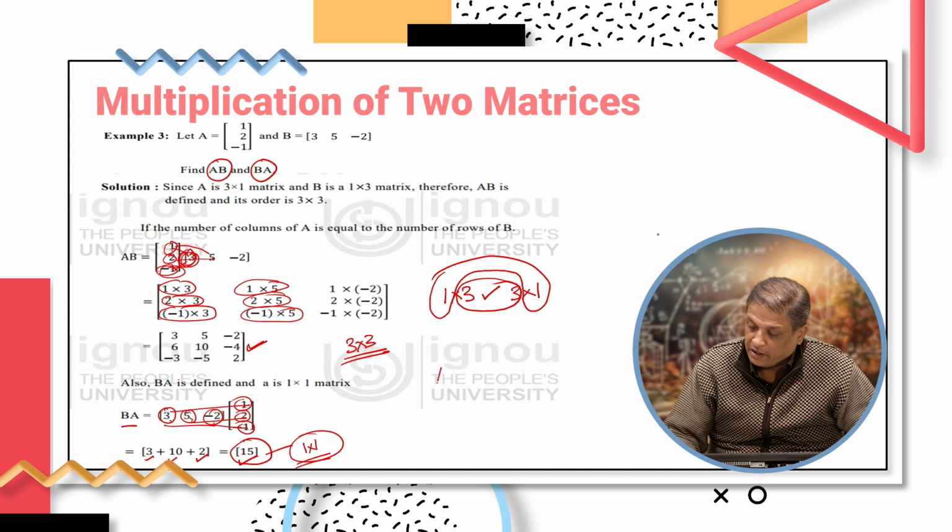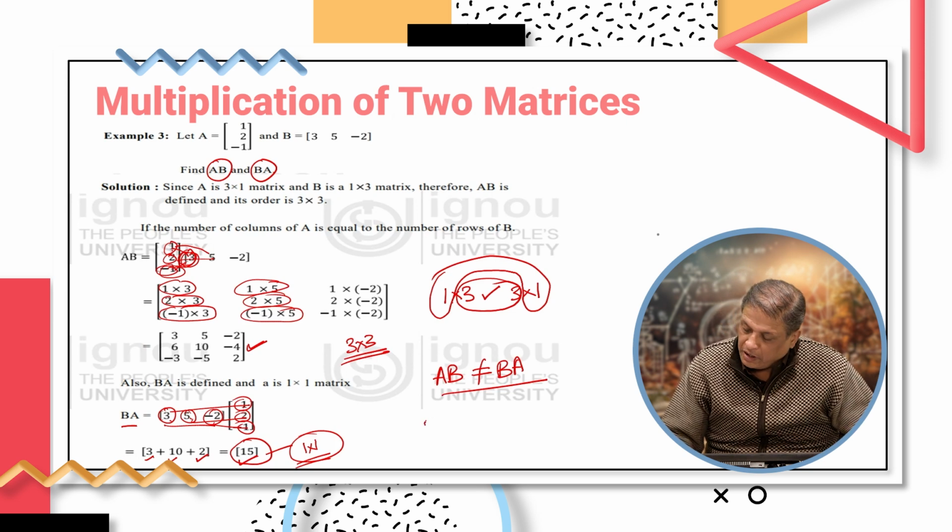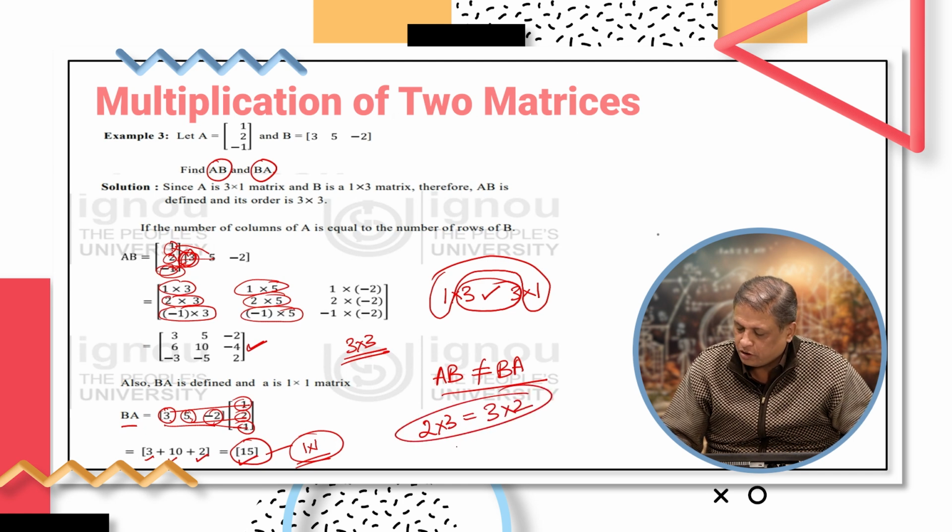So you can say that AB is not equal to BA. Likewise, in normal algebra, 2 into 3 is equal to 3 into 2, but this is not true in the case of matrices. In matrices, AB is not necessarily equal to BA.